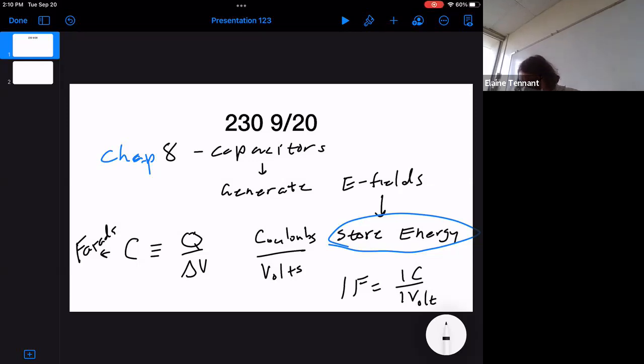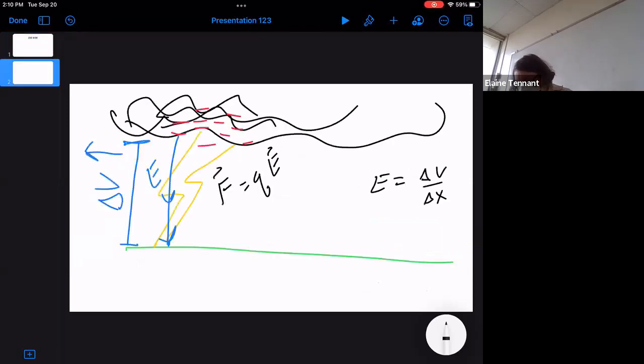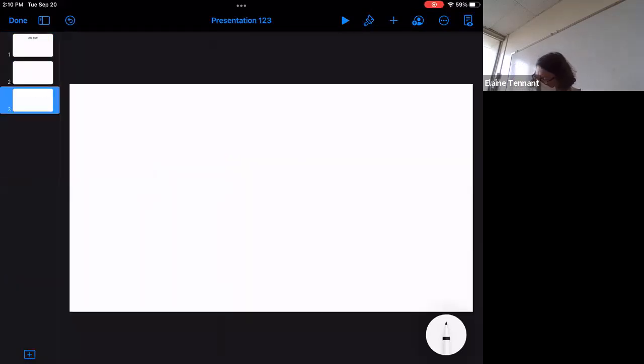Okay, what else do I need to tell you about this? One particular thing, I'm going to come back to that. Let's move on to actual capacitors. Okay, so by the way, just burn this equation into your head. We're going to use it all semester. It's a big one.